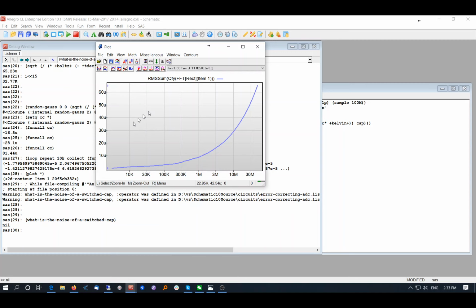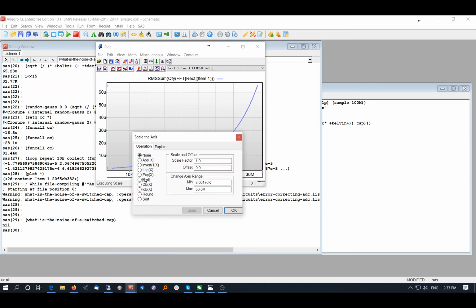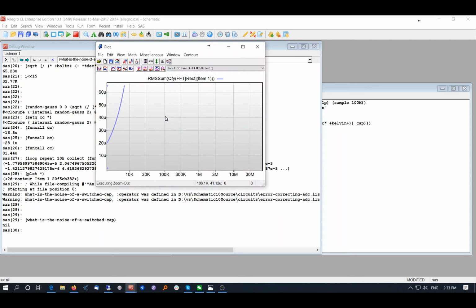I want to know what the noise per square root hertz is. So I'm going to tell this axis to change. I'm going to tell this axis to go to the square root, and it does. And then I'm expecting to see that it's linear. So I'll tell that axis to go linear. Whoa, there we go. So I told that axis to take the square root, and then I put it on a linear axis, and it's a constant increase per square root.